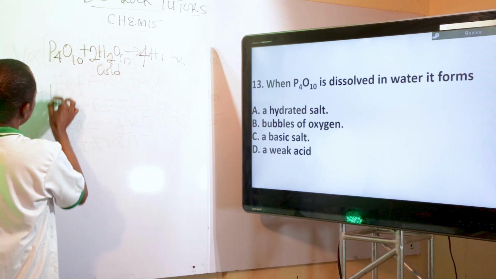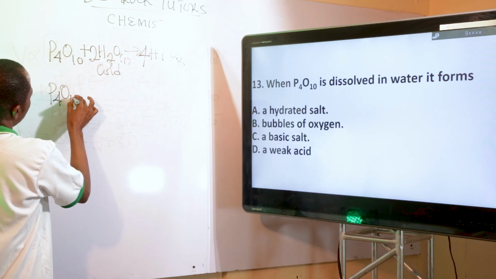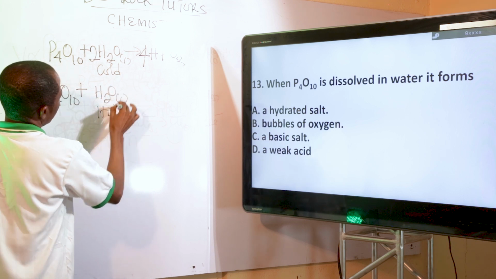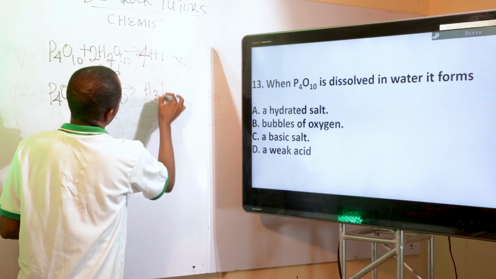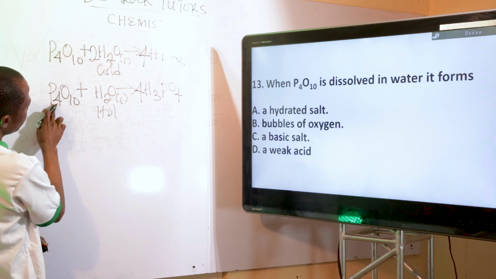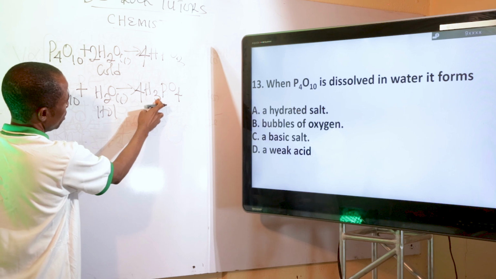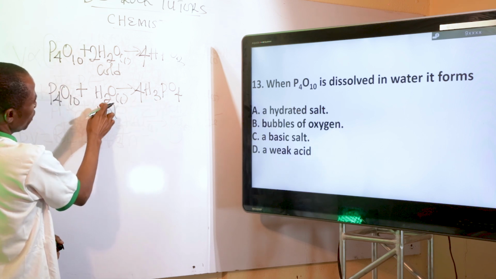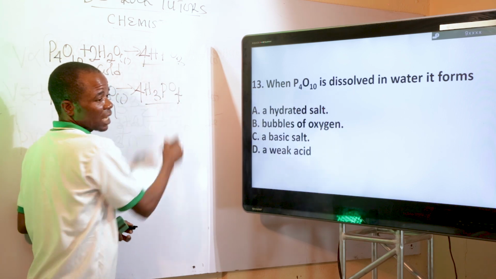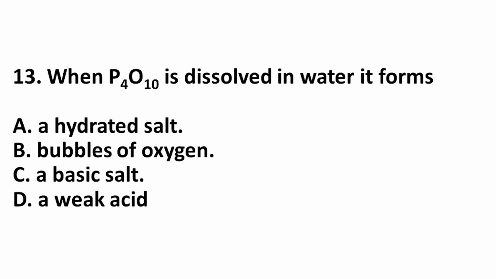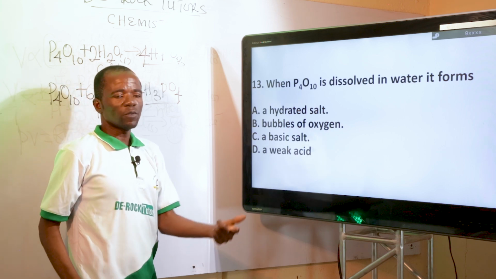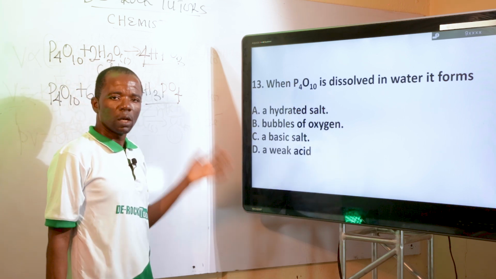However, if P4O10 dissolves in hot water, if this water is hot, then it's going to form H3PO4. And to balance this one, we have 4 here to balance the phosphorus. And because there are now 4 times 3 hydrogen, which is 12, what do we multiply by 2 to give us 12? That is 6. So we can see both this and this are acid. So the correct answer for this is a weak acid. After all, phosphorus oxide is an acidic oxide. An acidic oxide will dissolve in water to form an acid, either weak or strong.